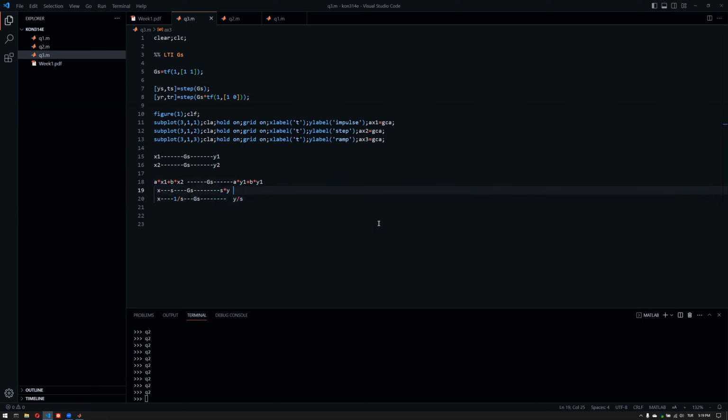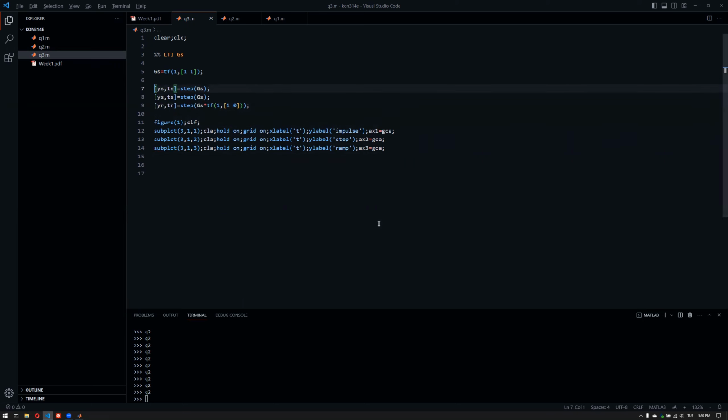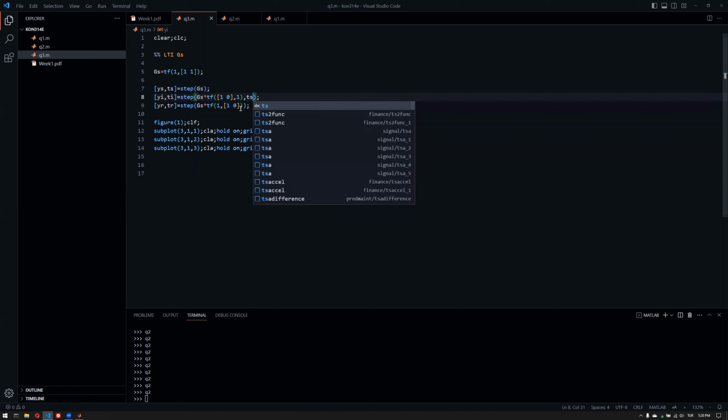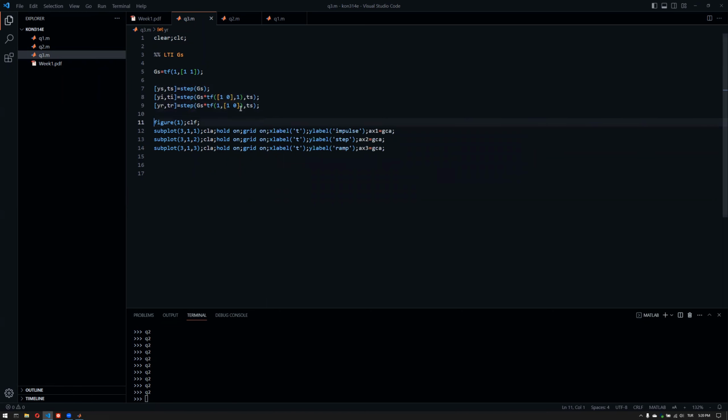If Y was the response of a step type input, S times Y should be the impulse response, and Y divided by S should be the ramp response. So let's see if it works in terms of the visuals. Now we can also get the impulse response by placing a derivative or an S term. So I could just take this here and we could share the time vectors here.